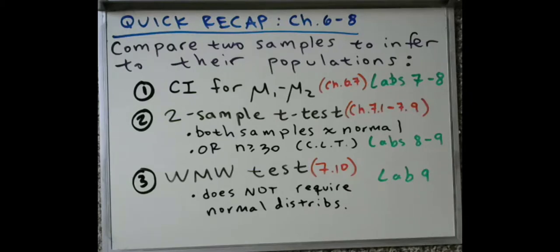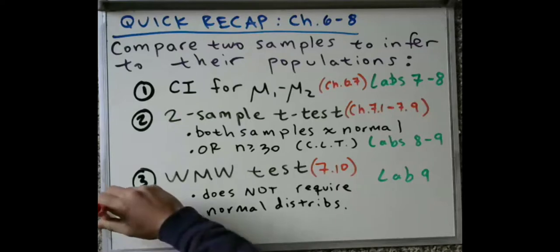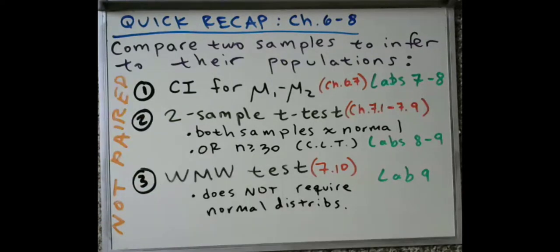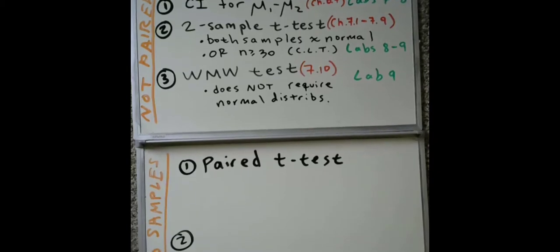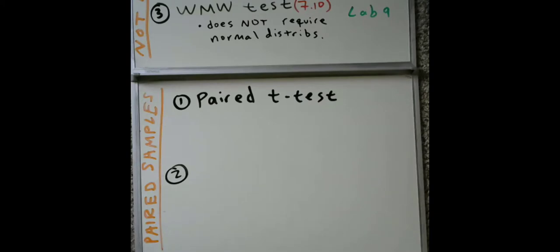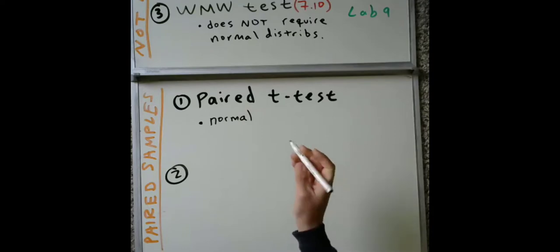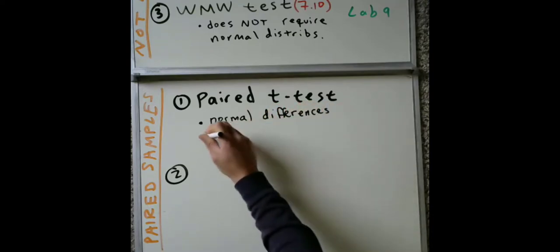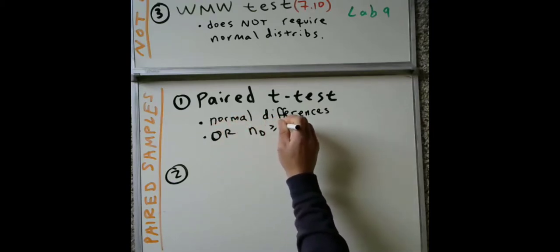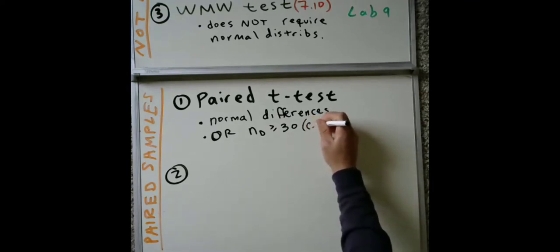Now all of these methods here apply to data that are not paired. In chapter 8 is when we started opening the door to paired data. So if we have paired samples to analyze, then we need to use a particular test that accommodates that paired design. Ideally, we use the paired t-test, but it is still a t-test, so it still has those normality requirements, but it applies to the differences, or the number of differences has to be at least 30. Again, central limit theorem coming into play.